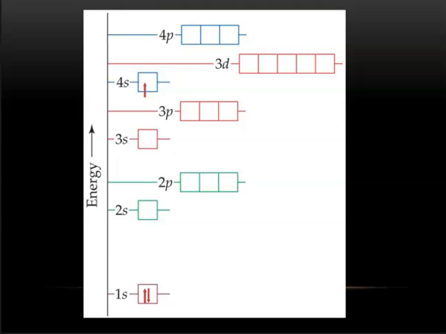Next available spot is 2s. So that one goes in up. Then one goes in down. When I get to the 2p, when these fill, they fill one at a time, spin up. Then they start pairing up, spin down. All right. Next two are going to go up here in the 3s. Then we have 3p. Remember, they fill one at a time. Then they go down. Then the 4s is going to fill. One up, one down. Now it's all full.